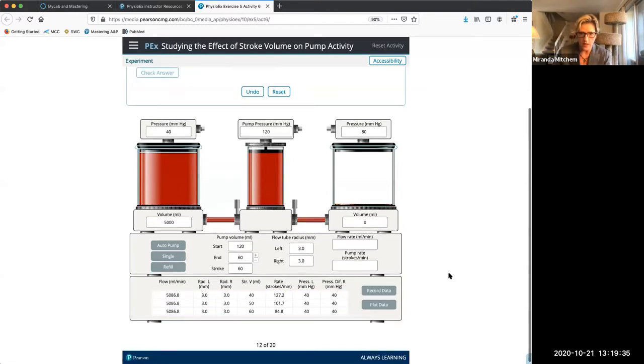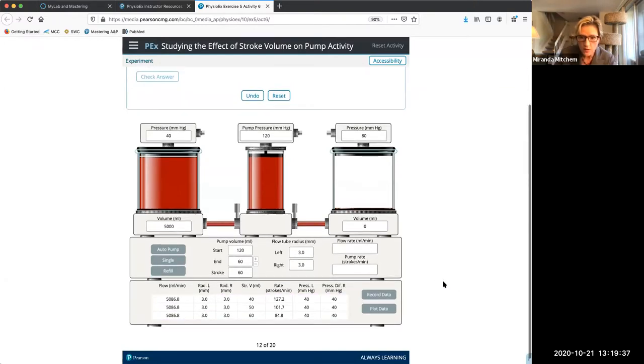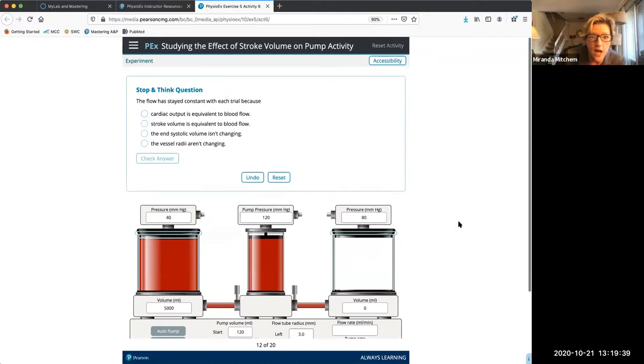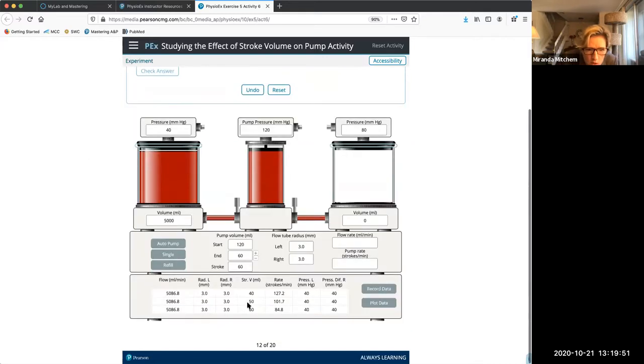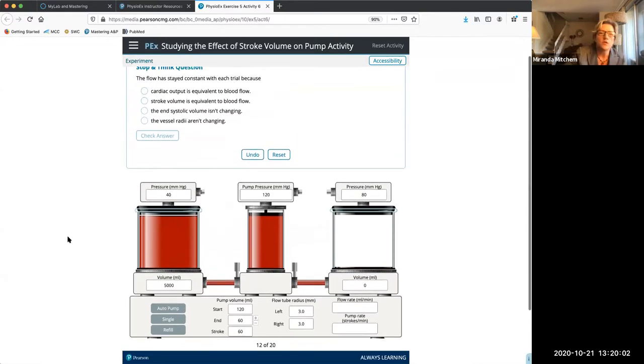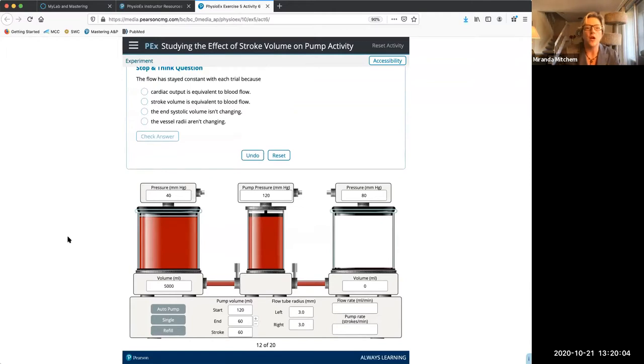So let's go ahead, and the flow has stayed constant because the body is compensating. This is simulating the compensation mechanism that has happened. So let's look at our data too. See, our flow is the same. The pressure is the same. The only thing that's changing is the stroke volume, which is affecting the rate. So the flow has stayed constant with each trial because the cardiac output is equivalent to blood flow.